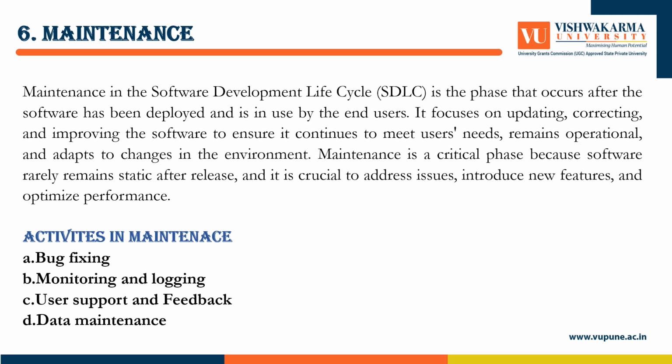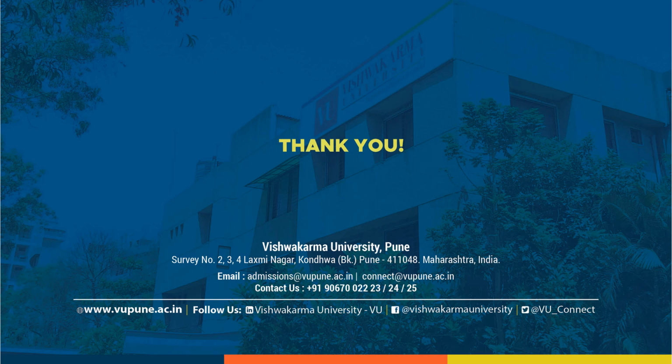There are some activities in maintenance: fixing bugs, monitoring and logging, user support and feedback, and data maintenance. These were some of the basic phases of the software development life cycle.